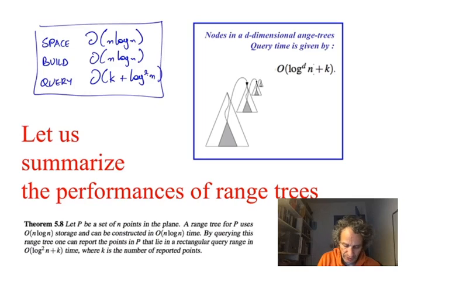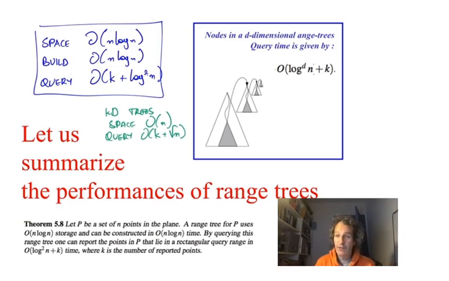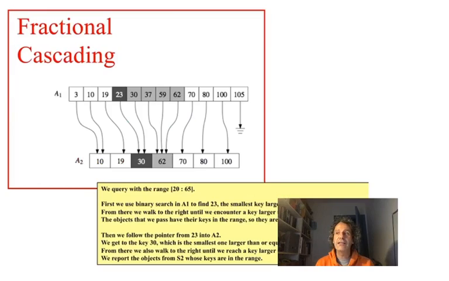If you compare to the KD tree, the space was linear, but the query was O of k plus square root of n. So we increase the space, the data structure requires more space, but the query is faster. So let's go to the next step, to improve on this.